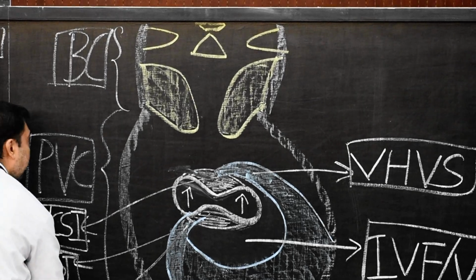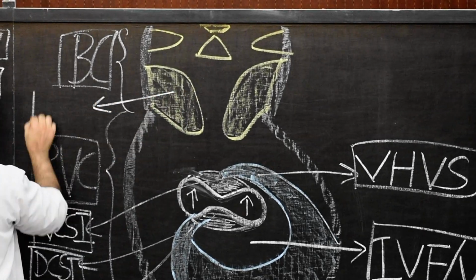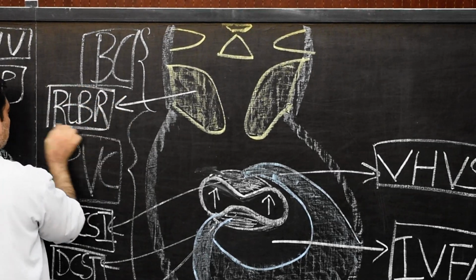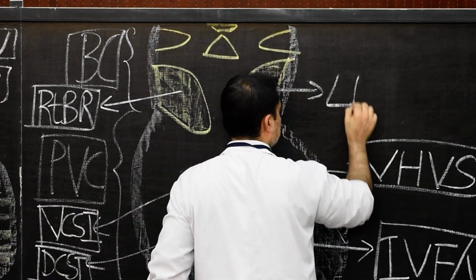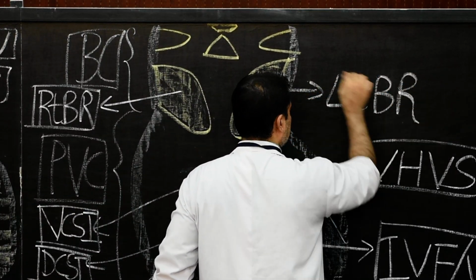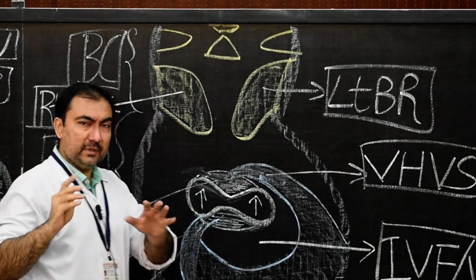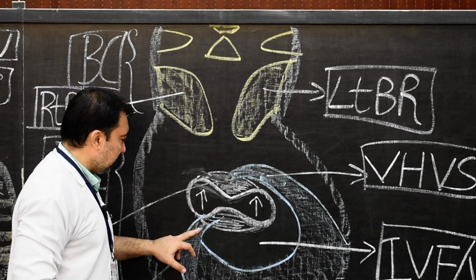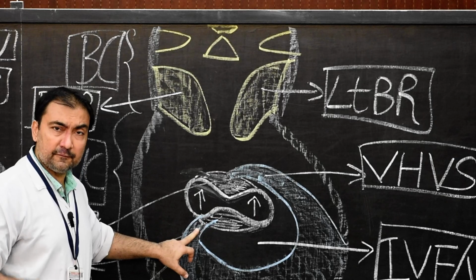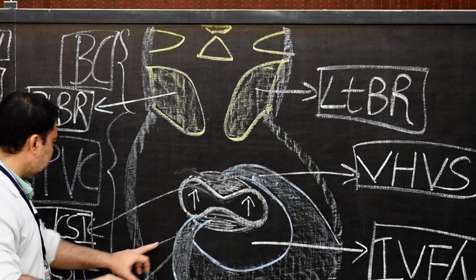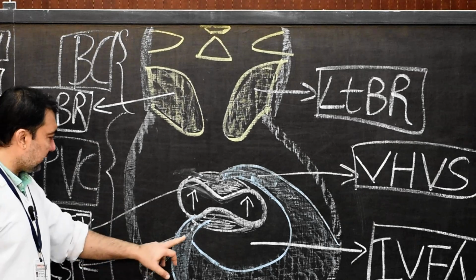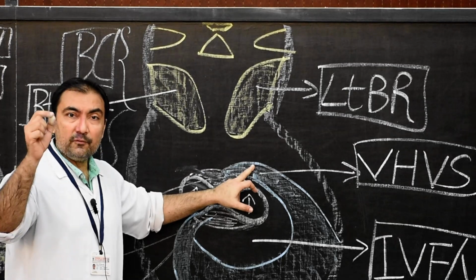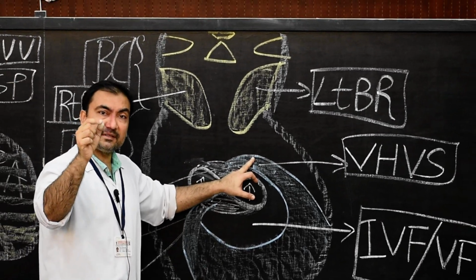So therefore here I will simply name this as the right bulbar ridge, and here I will name this as the left bulbar ridge. Now what will happen? Very simple. The right bulbar ridge will fuse with which portion of the ventricular septum? The dorsal horn of the ventricular septum. And the left bulbar ridge will fuse with the ventral horn of the ventricular septum.